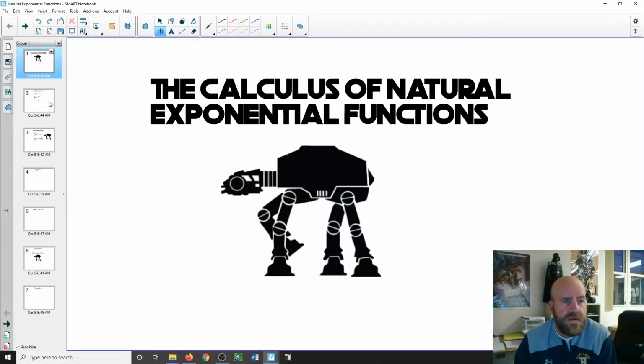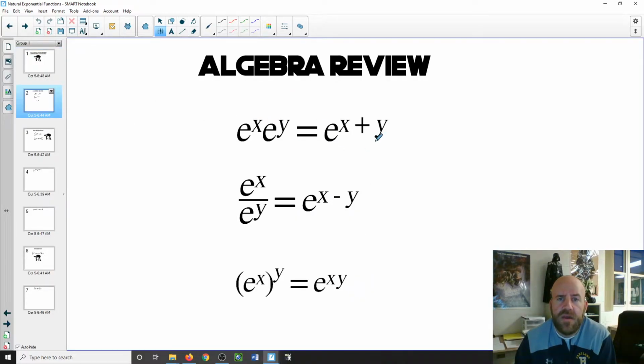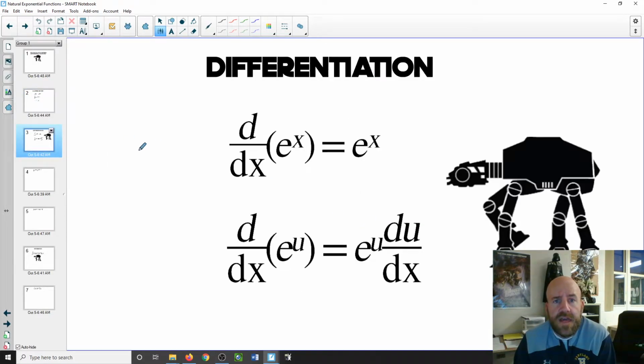So the first thing we want to remember is our algebra review. Just knowing these three rules is going to help you tremendously. Looking at our differentiation rule, if we take the derivative of e to the x, we end up with e to the x. So if we have the derivative of e to the u, which means we could have any other exponent, we would get e to the u du. Okay. So that's going to help us out.